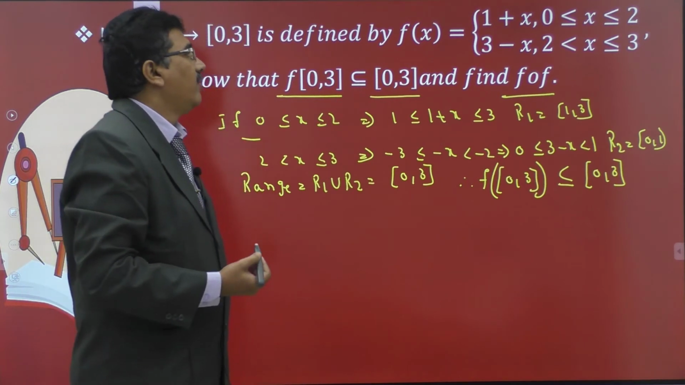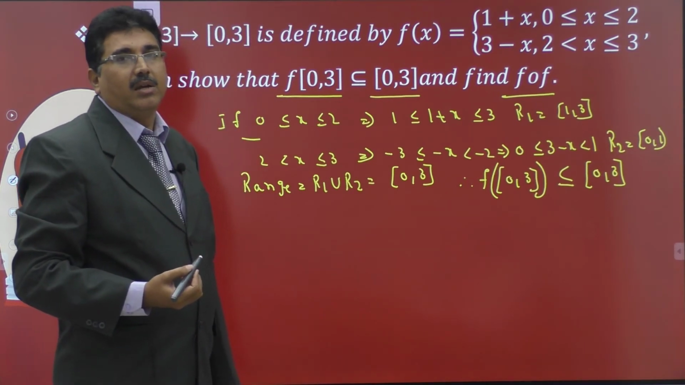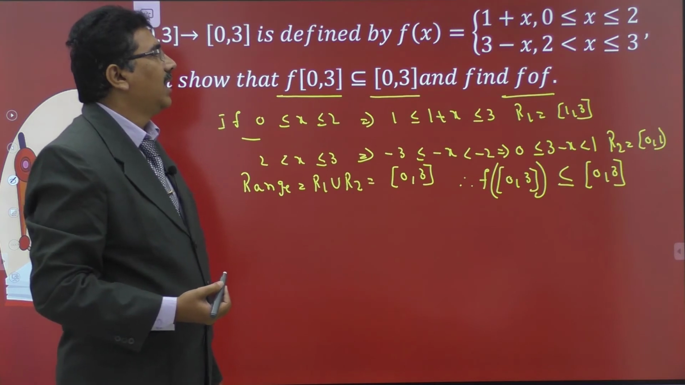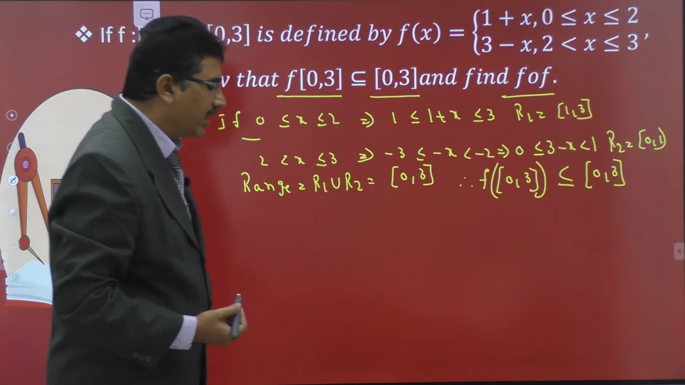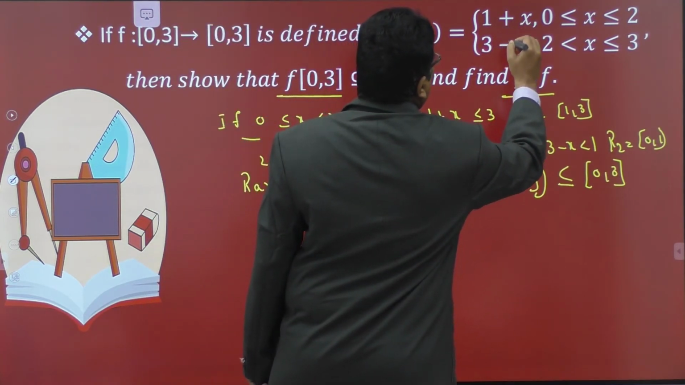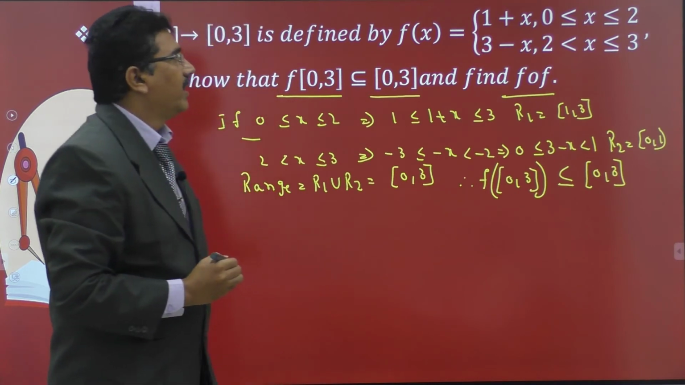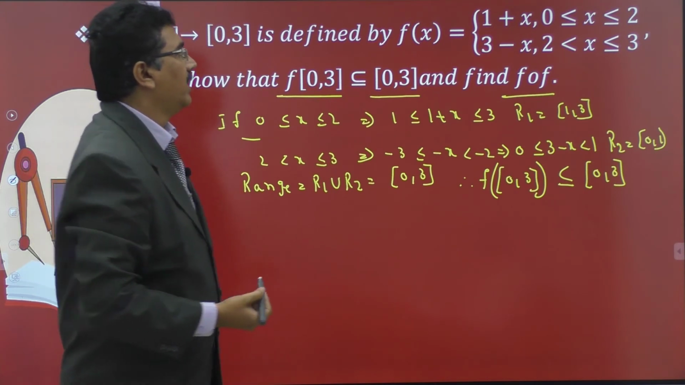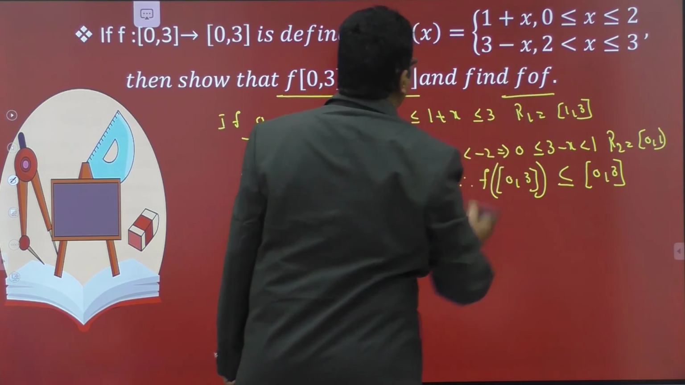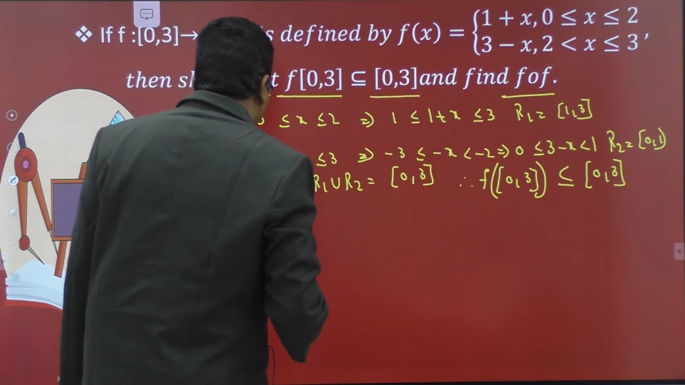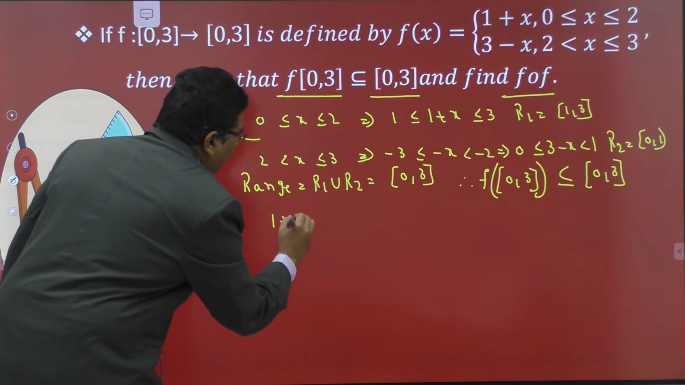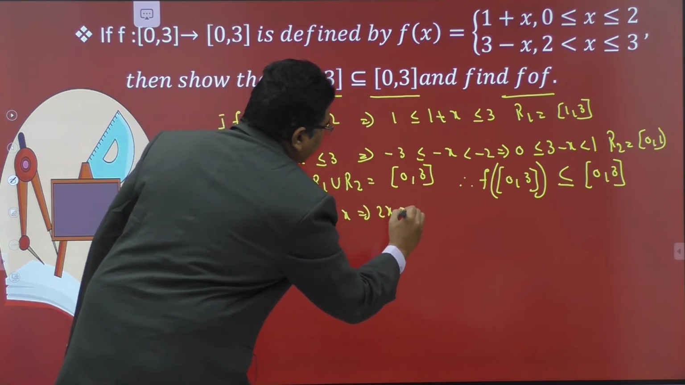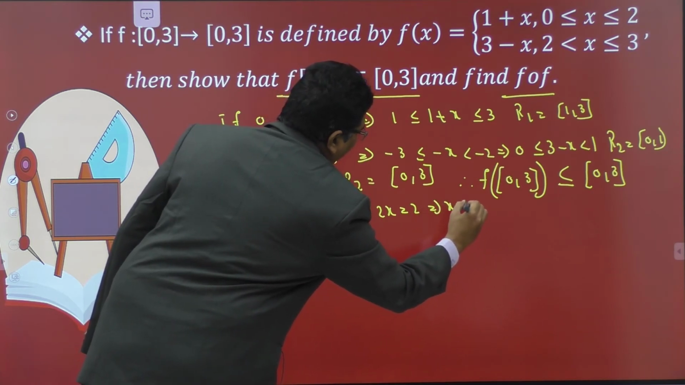Right. For finding f circle f, we can divide the domain of f circle f, equating these two functions. 1 plus x is equal to 3 minus x, that implies 2x is equal to 2, that implies x is equal to 1.